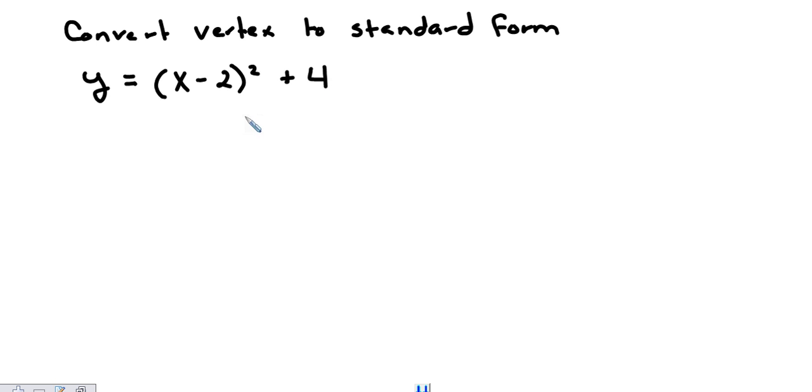And let's just refresh our memories a little bit. When we're talking about vertex form, we're talking about y equals a times (x minus h) squared plus k. And we know that the value (h, k) tells us the vertex of the function. Well, sometimes it's more handy to know what the standard form is. So how do we go about doing that?